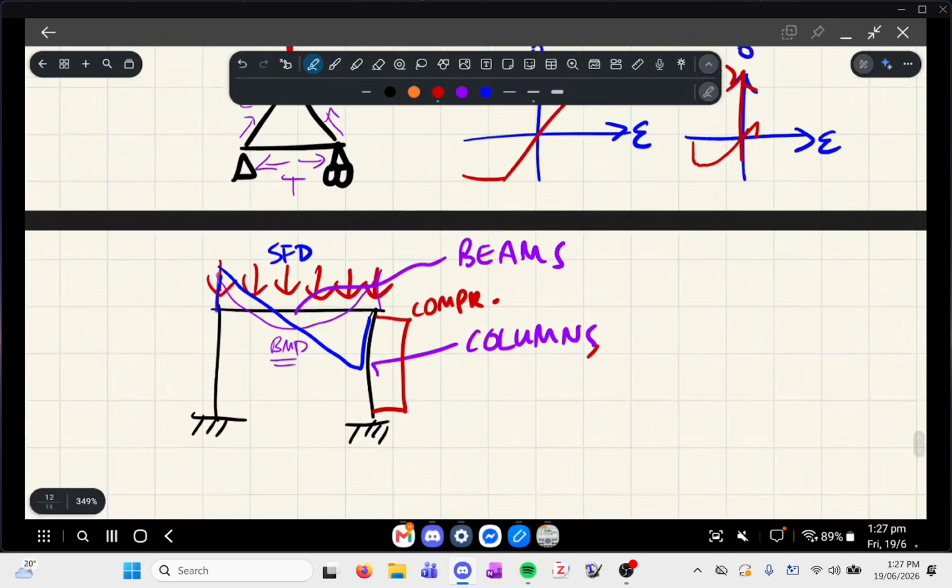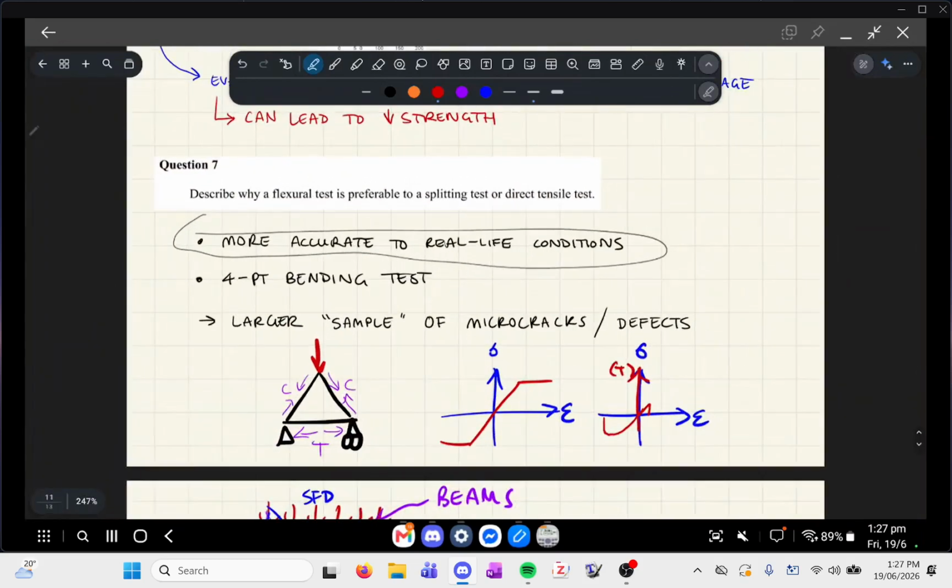Okay. So going back to the actual question, when we say that a flexural test is preferable to a splitting test or a direct tensile test for testing concrete, and the fact that it's more accurate to real life conditions, what we're saying is that we don't generally specify purely tensile members for concrete. It would not be very smart.